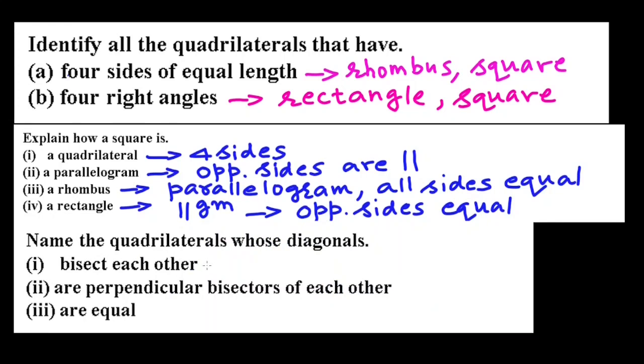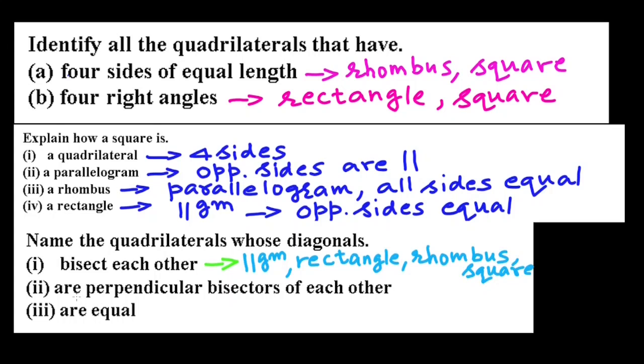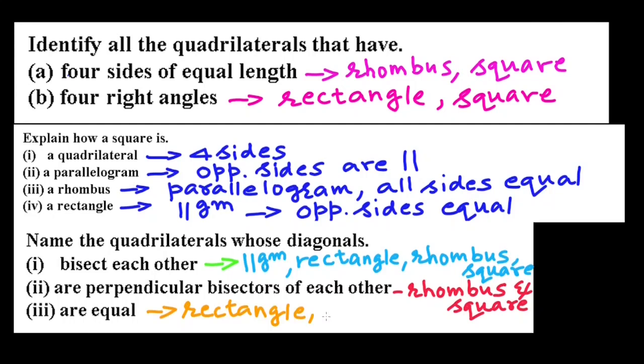Quadrilaterals whose diagonals bisect each other are parallelogram, rectangle, rhombus, and square. Quadrilaterals whose diagonals are perpendicular bisectors of each other are rhombus and square. Quadrilaterals whose diagonals are equal are rectangle and square.